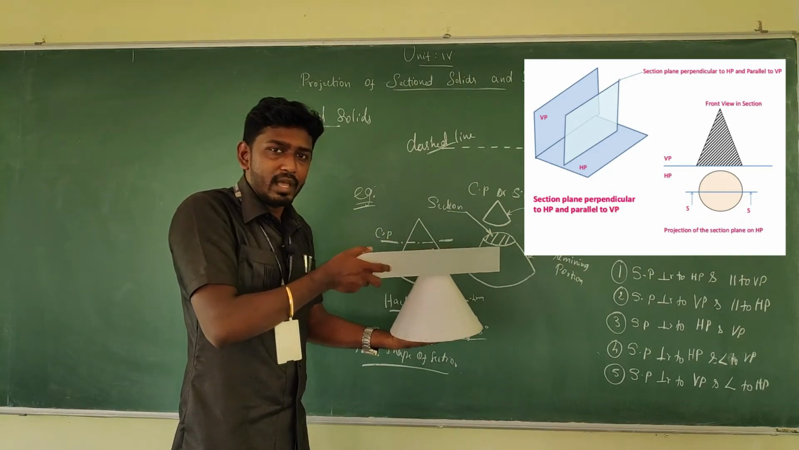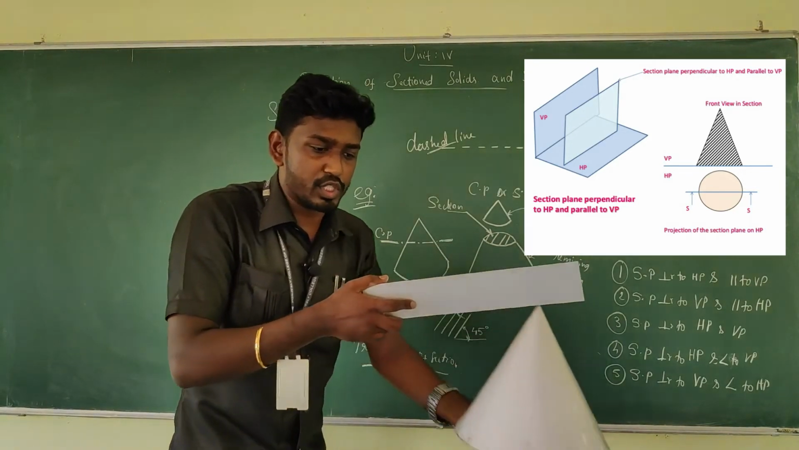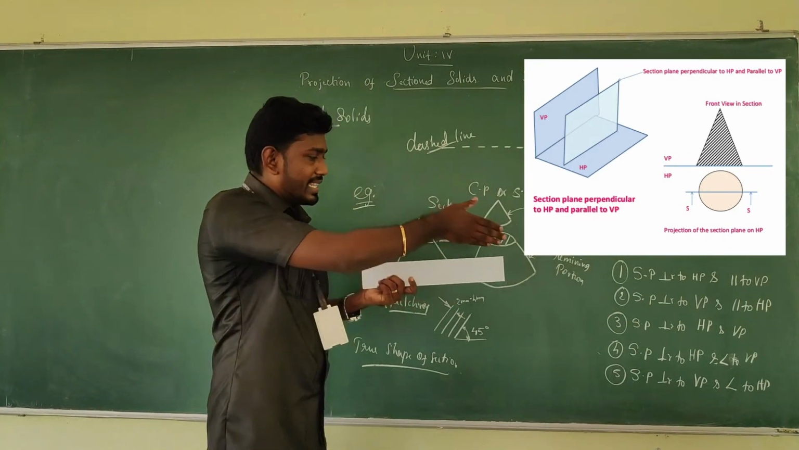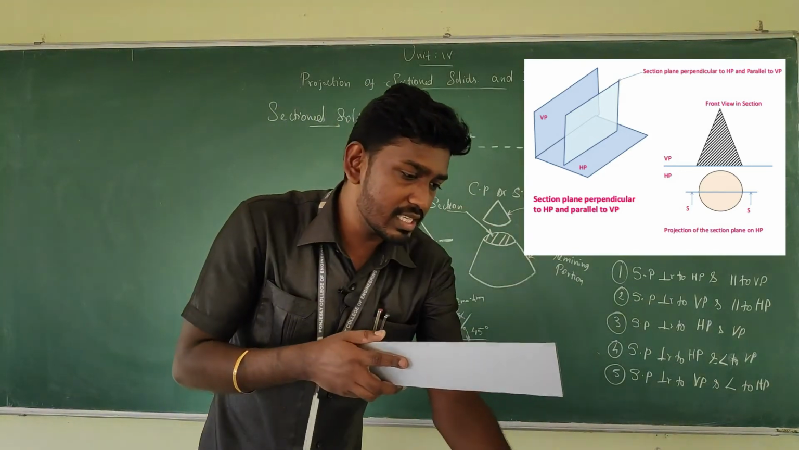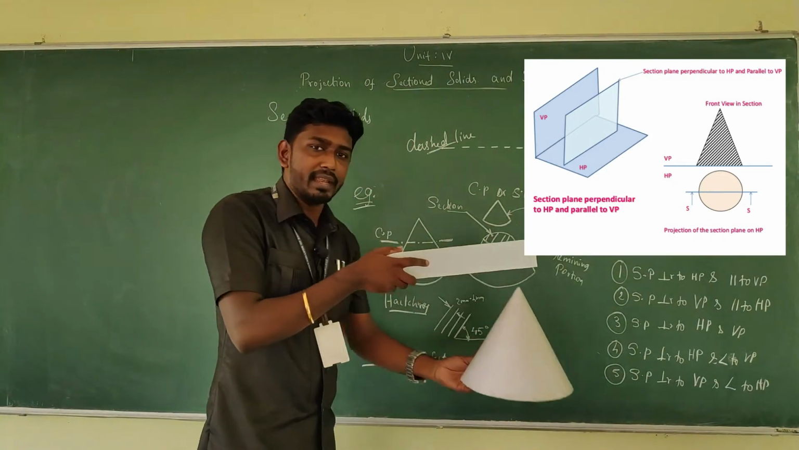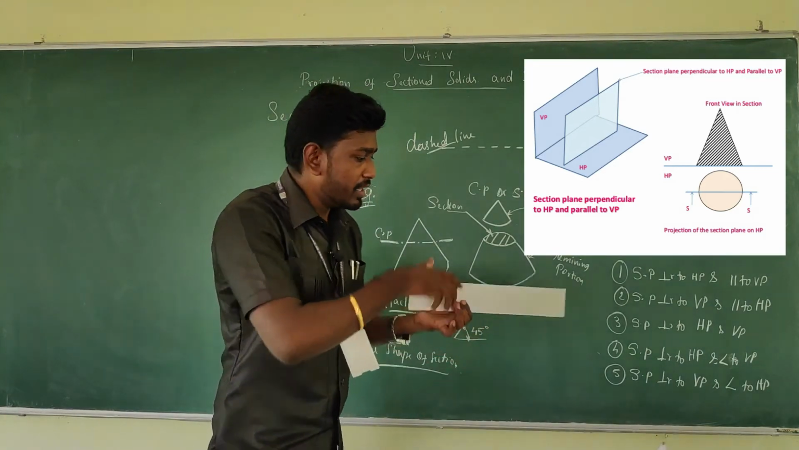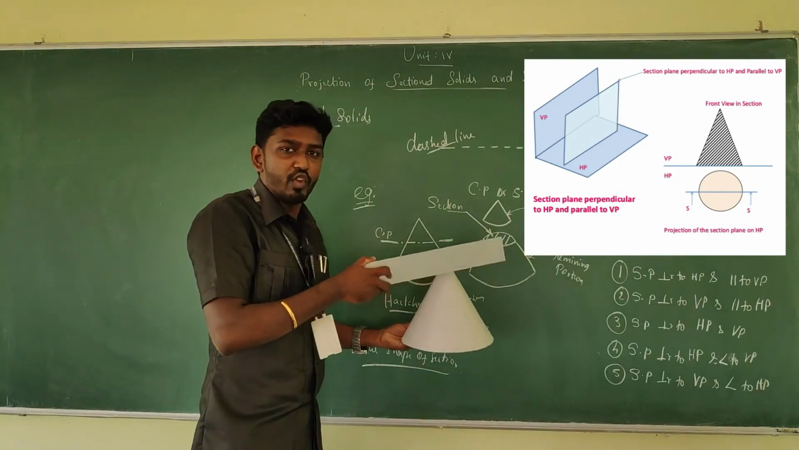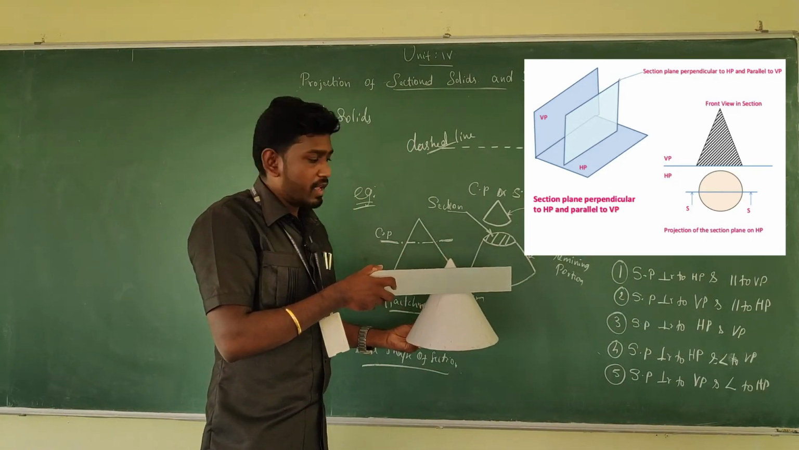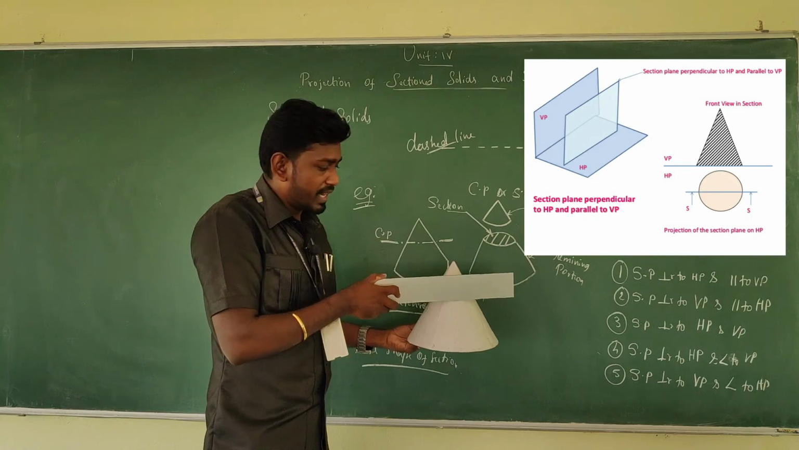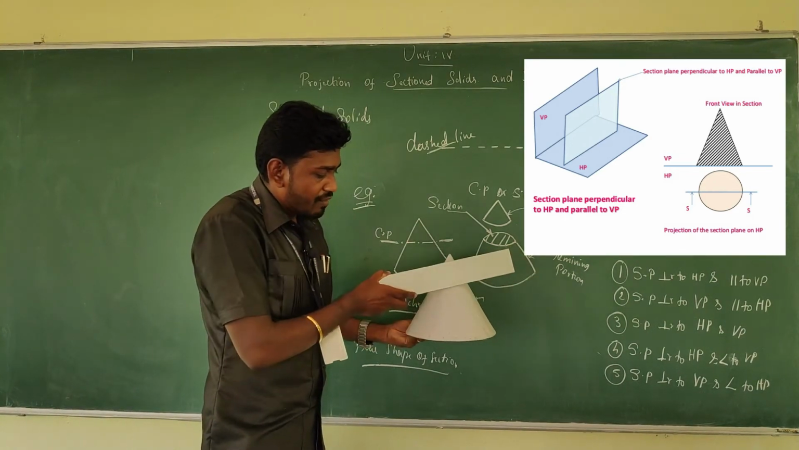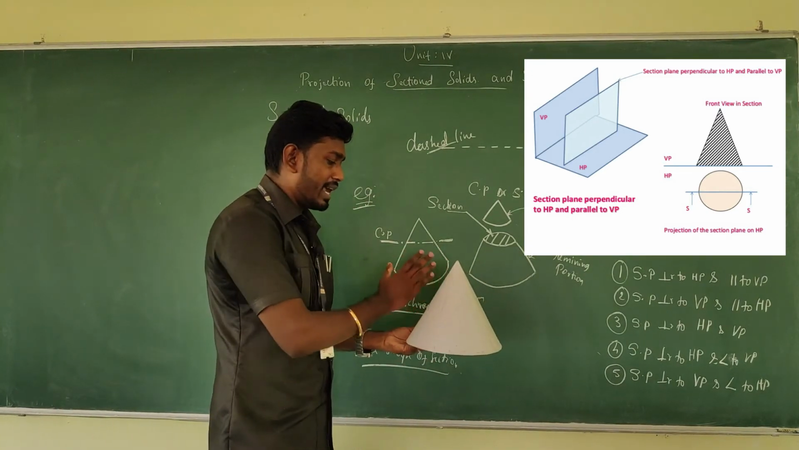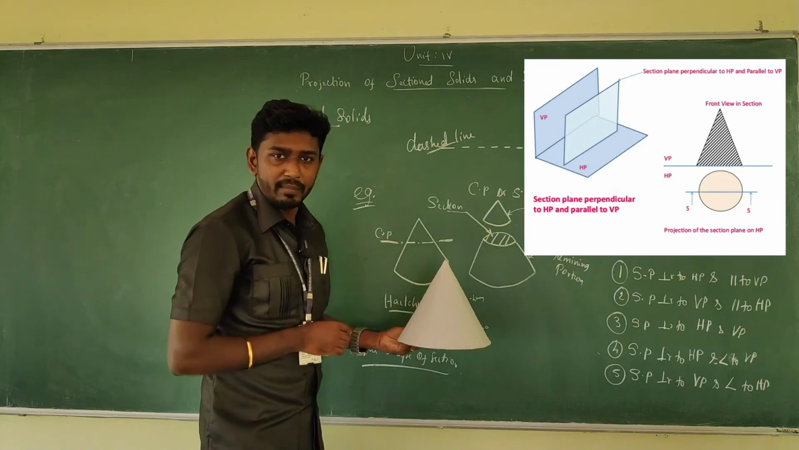When you have the position like this, in the object we shall get the cut in the top view, because we get the true length of the cutting plane from the top view. So we will get the cut in the top view of the object. When you are cutting like this, the portion between the cutting plane and the observer will be the removed portion, and the part behind will be the remaining portion.